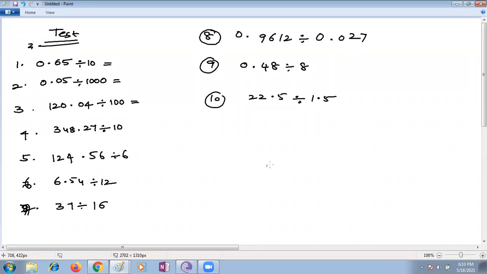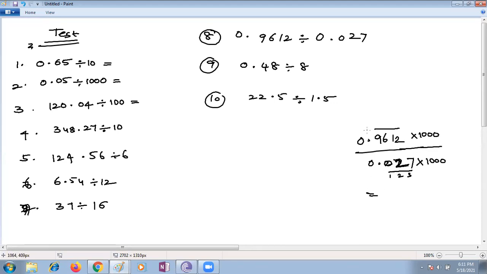Ma'am, I have a doubt in the 8th bit. Eighth one. What is your doubt, Jay? Ma'am, it's 0.9612 divided by 0.027. Very good, good question. Here 3 decimal places, here 4. You just make your denominator a whole number, so you need to multiply with 1000, as there are 3 decimal places. Ma'am, 1000? Yes, so that the decimal jumps 3 places to the right side.